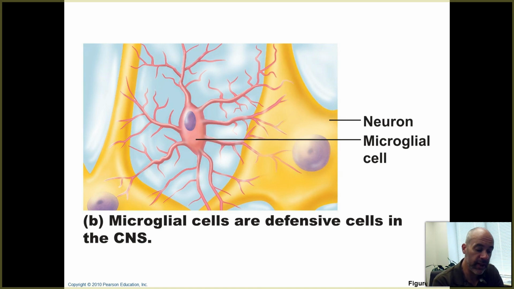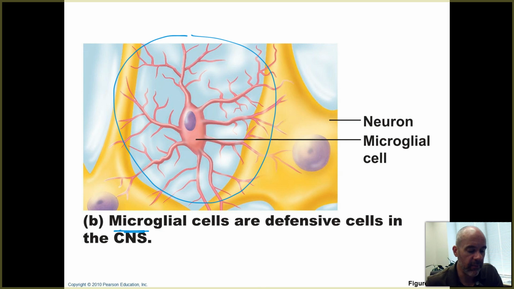Your microglial cells, micro means small, so these are small glial cells. They kind of look like little spiders like you see there, and they're defensive cells. They're a type of macrophage, so they do phagocytosis. That's their main job.